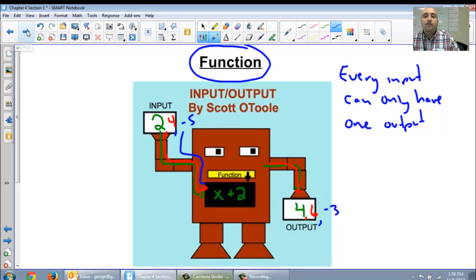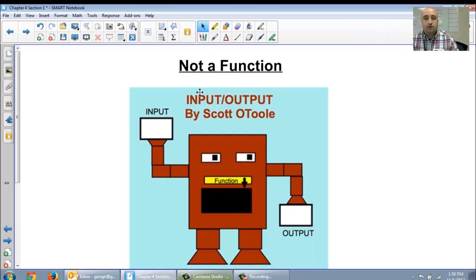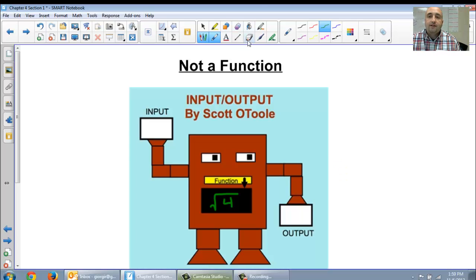Okay. Now let me give you an example of not a function. So you're probably thinking, well, what isn't a function? Let's say I throw in the equation square root of 4. Sorry, let me get rid of that. Not square root of 4, square root of x, because we're not actually plugging in a number yet. Let's say I throw in square root of x.